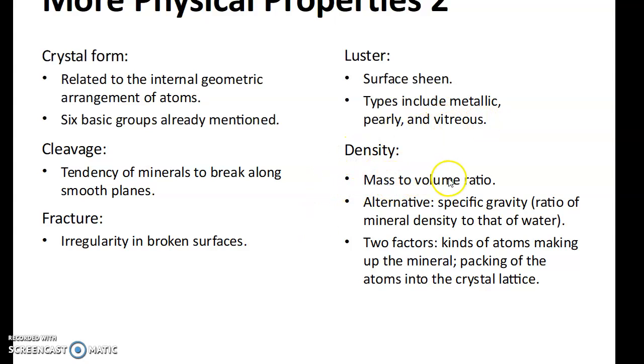Density is the mass to volume ratio. Another way of looking at it is specific gravity, which is the ratio of mineral density to that of water. Two factors determine the density: the kind of atoms making up the material and the packing of the atoms in the crystal lattice.